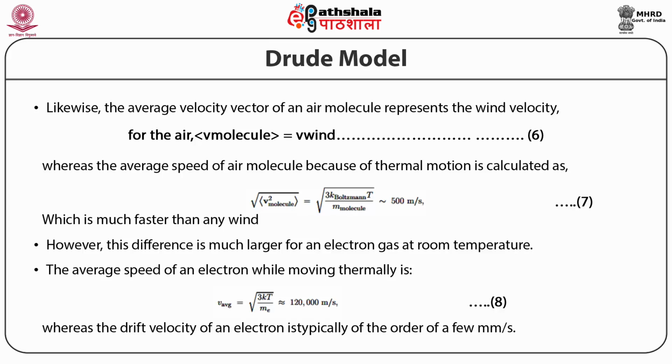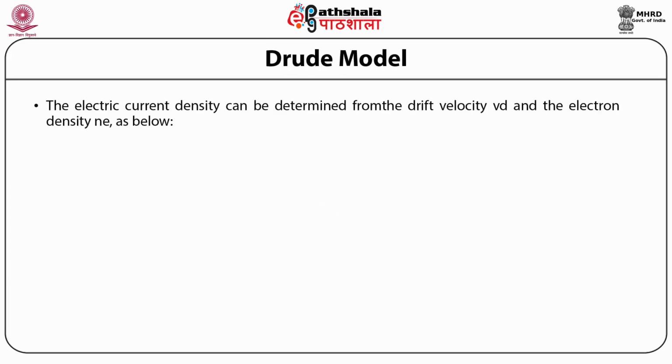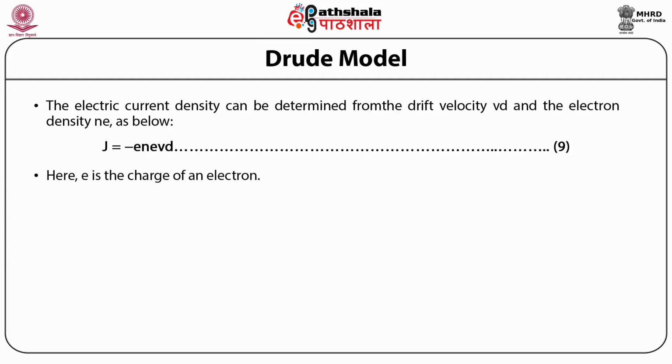This is represented as equation 8, whereas the drift velocity of an electron is typically of the order of a few millimeters per second. The electric current density can be determined from the drift velocity Vd and the electron density Ne as given below. J is equal to minus e into Ne into Vd. This is represented as equation 9. Here e is the charge of an electron.